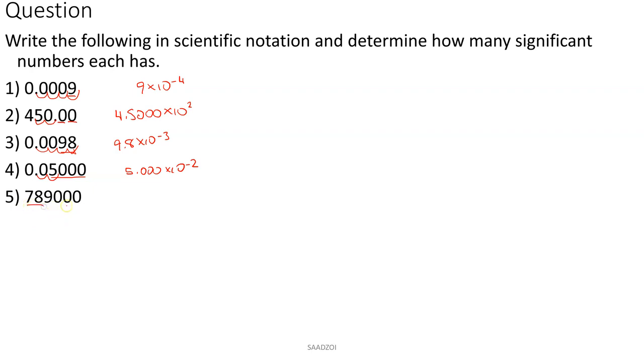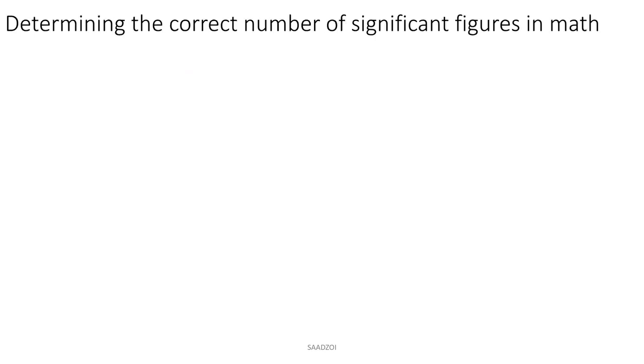Last one, 3 sig figs, decimal point's at the end because we can't see it. 1, 2, 3, 4, 5. So you end up with 7.89 times 10 to the 5th. And that's how you do those values.